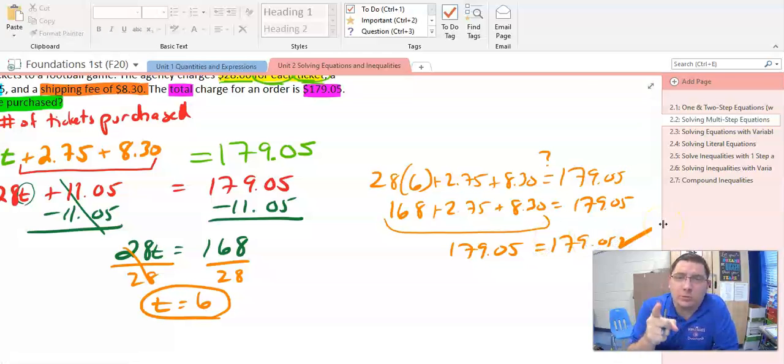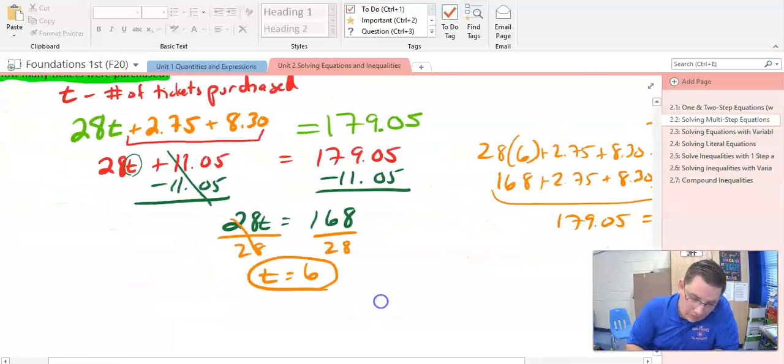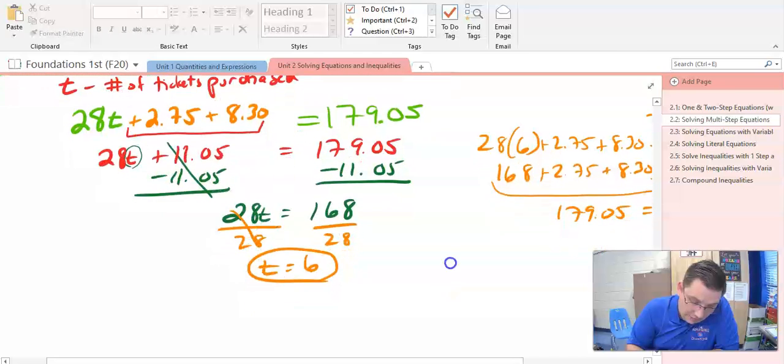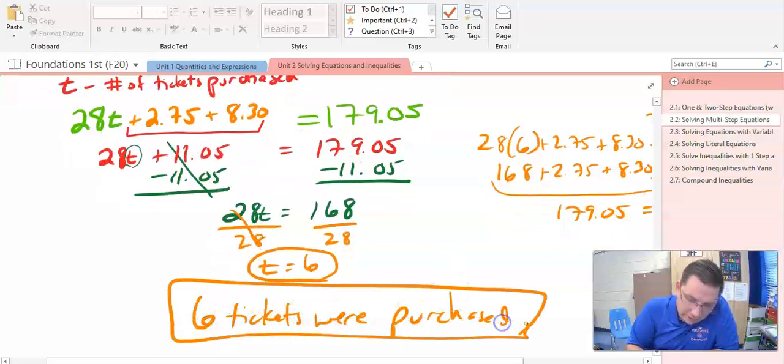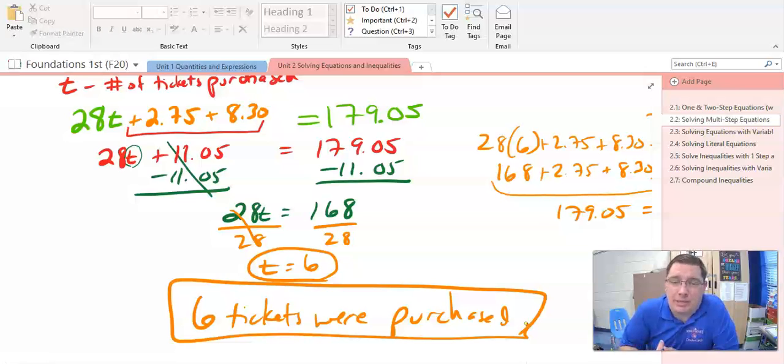But remember, word problems require what? Word answers. I can hear you through the screen at me. Word problems require what? Word answers. You got it. So, what does this t equals 6 mean? Come back up here. T means what? The number of tickets purchased. So, how many tickets were purchased on the order? 6 tickets were purchased. Make sure that on these word problems, you relate it back to the situation, relate it back to what that number means.